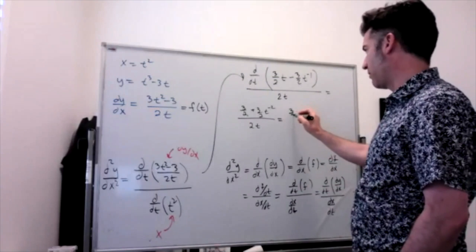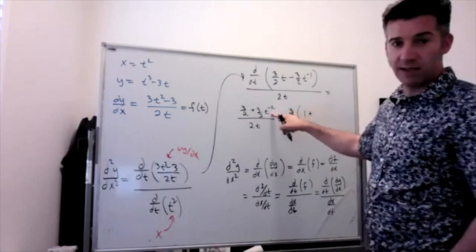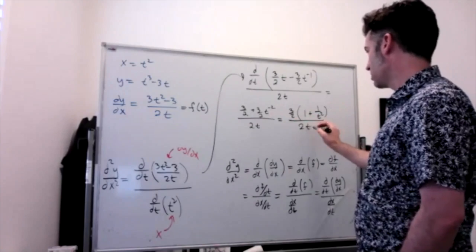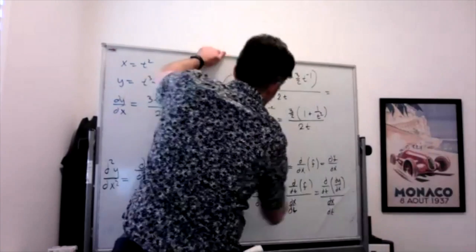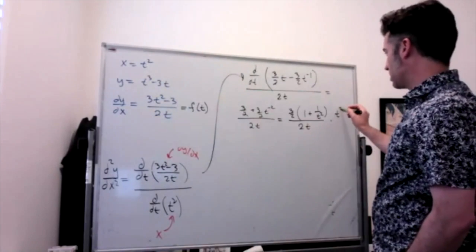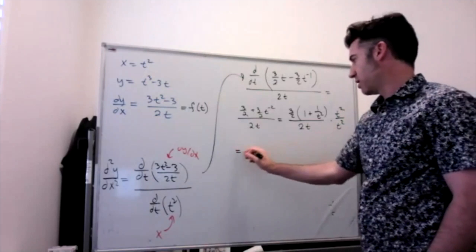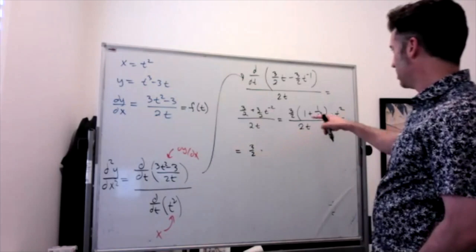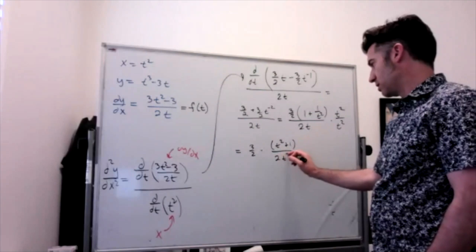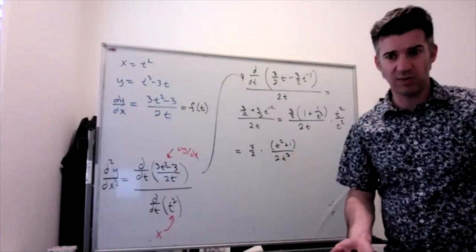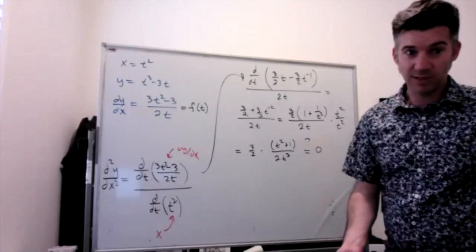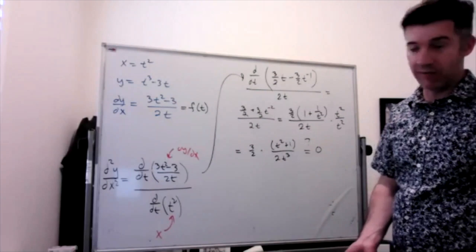Let's factor out a 3/2, left with 1 plus t to the negative second, which is 1 over t squared, all over 2t. If you really wanted to, and I probably would, I would make the call to multiply the top and the bottom by t squared. So I'd have 3/2 times t squared plus 1 over 2t cubed. To me, that just feels nicer. Again, probably not super necessary. When is this equal to 0? It's not. The numerator is never 0, so the whole thing is never 0.